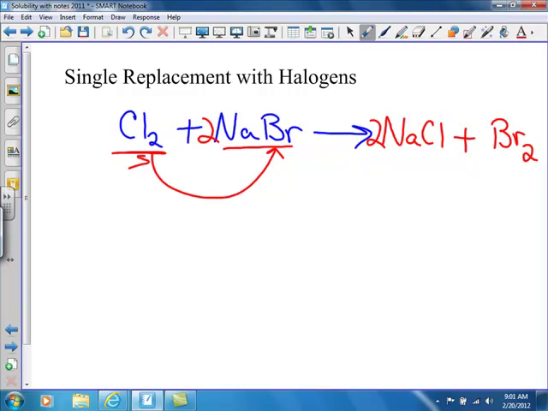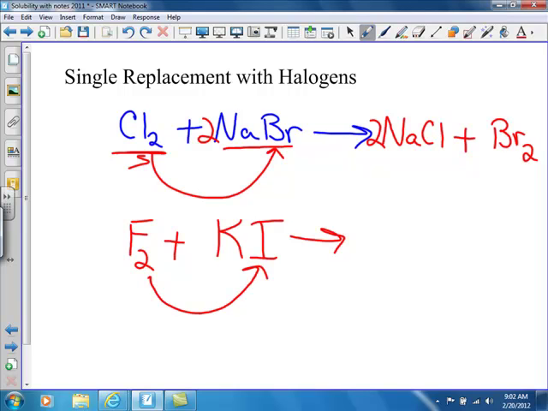So if I have F2 plus KI, what would the products of that reaction be? And hopefully you are seeing that the F2 would go in and replace the K, or excuse me, replace the I, not the K. And so I get KF plus, now the I2 is what's been kicked out.